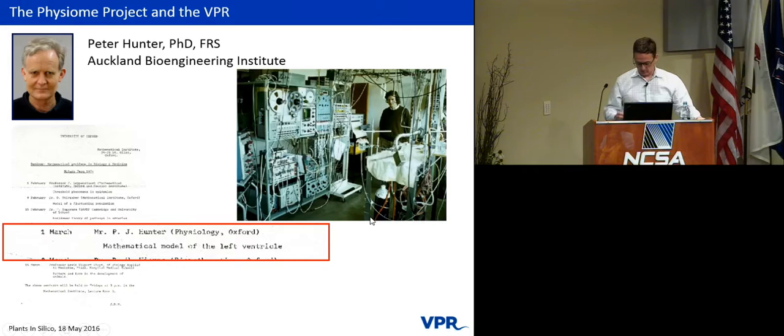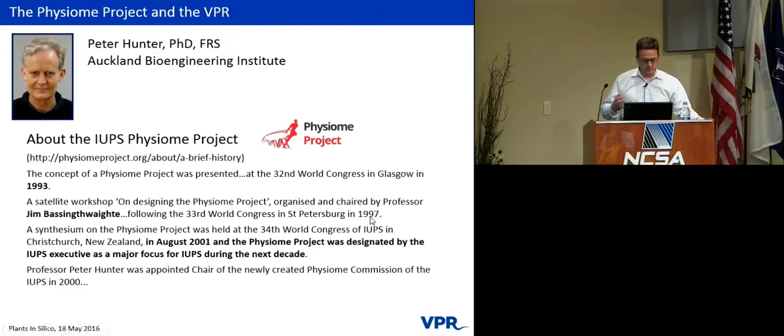Peter organized the IUPS Physiome Project as a real entity instead of just an airy-fairy idea. IUPS is the International Union of Physiological Sciences, an umbrella society organization. Along with Jim, he organized some of the early meetings, meetings like this, to get people together and said, we have to do something, right? How can we get organized?